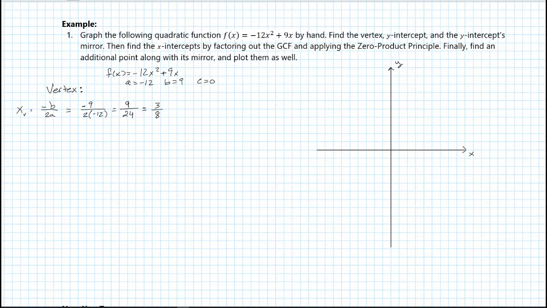So I want to find the y value of the vertex. To find that, we're going to plug the x value of the vertex into the function. So we'll get f of 3/8, and we'll get a little practice of some fraction arithmetic here. Everybody's favorite, I know. So I'm going to have negative 12 times 3/8 to the second plus 9 times 3/8.